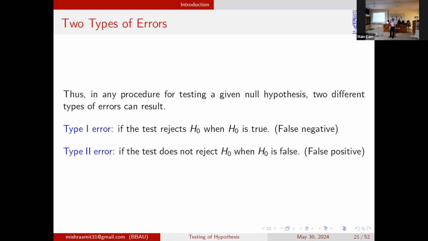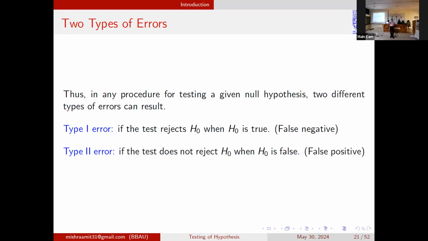But while doing these things, you may commit errors. There are two types of error, type 1 and type 2. If you reject something which is true, that means you reject the null hypothesis when it is actually true, you are committing type 1 error.